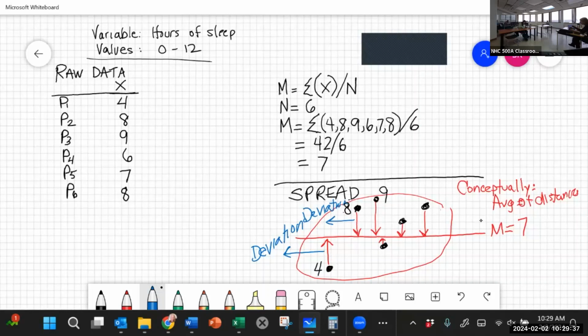The way to calculate a deviation, I'm going to just abbreviate it DEV, and the formula is always X minus M, where X equals an individual score and M equals the mean of the data set. Let's go ahead and calculate the deviations for each person in our data set.